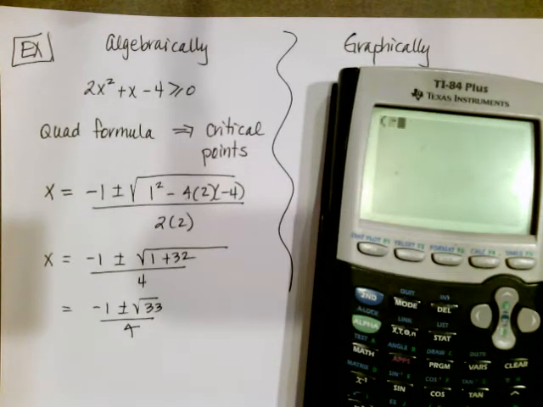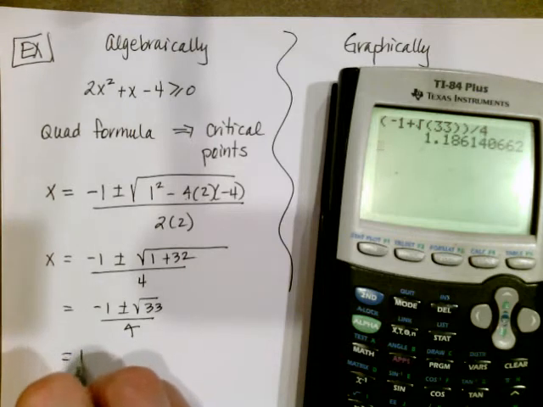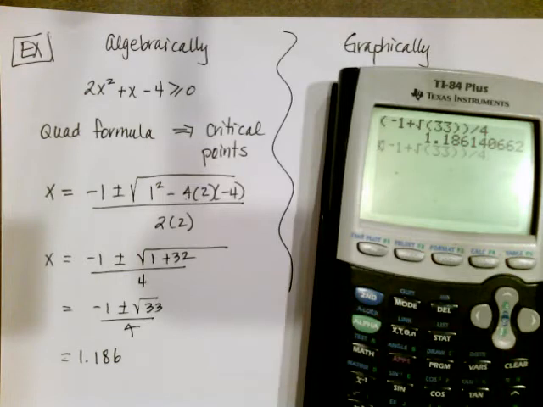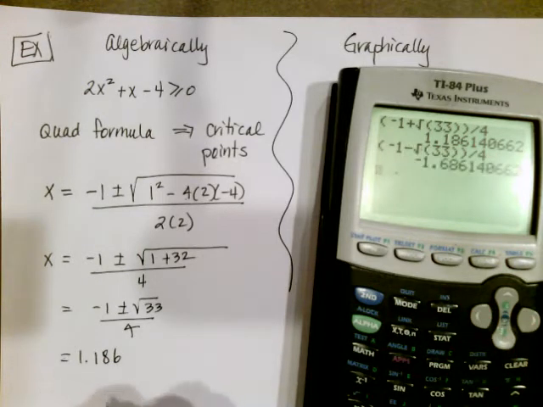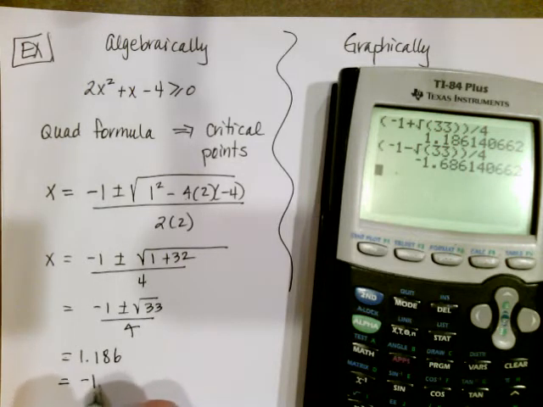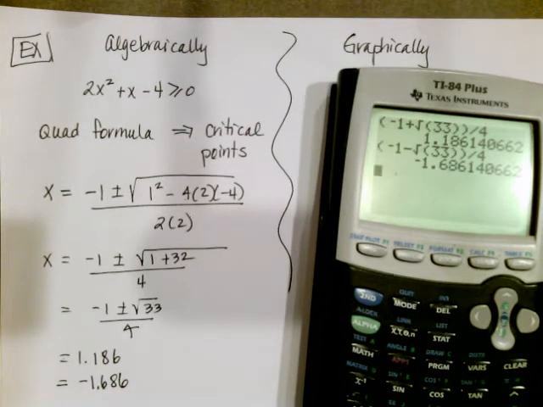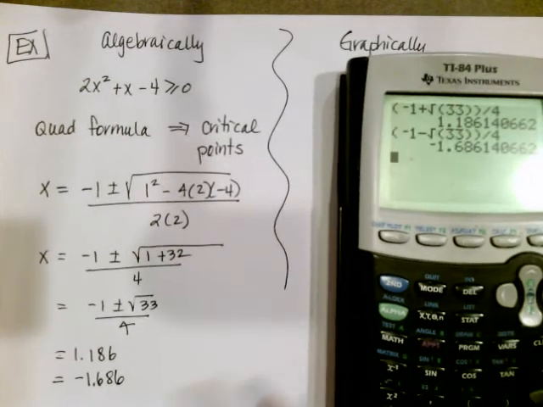So in parentheses, there's the negative 1 plus the square root of 33, close for the numerator, divided by 4. And I got 1.186. Then I'm going to do a second enter, bring that operation right back up, edit that to be a negative, and then I got negative 1.686. All right, those are my two solutions to my quadratic formula. So those are my critical points.